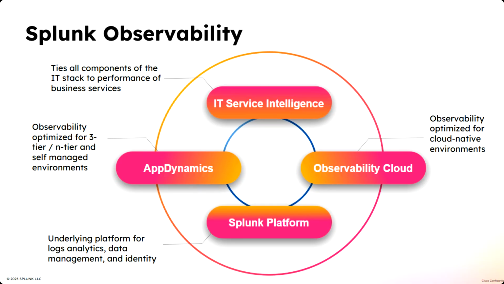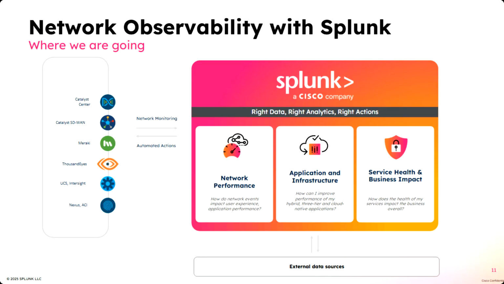Then we have AppDynamics, which is optimized for 3-tier and traditional environments monitoring, and we have Observability Cloud, which is optimized for cloud native environments monitoring. And then on top sits IT Service Intelligence, which you can think of as your single pane of glass or the AI Ops solution, which brings data not only from Splunk or Cisco managed environments, but also from third-party systems, all into one single place. That's what we are going to focus on, this particular component at the top, because that's where the event intelligence and service intelligence aspects come into play. So with that, let me move to the next slide.